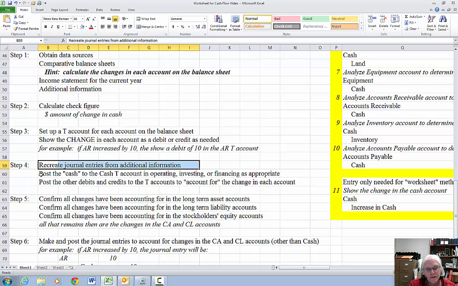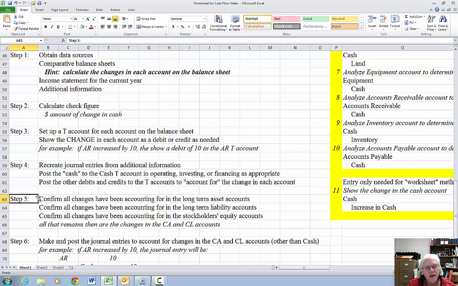There should be cash to most every journal entry that you're going to make. So the cash is going to hit the cash T account, either in operating, investing, or financing section. The other pieces to the journal entries will hit the other debits and credits for the accounts in each account on that comparative balance sheet. That may sound confusing right now, but I hope you get it once I show you how it's done.